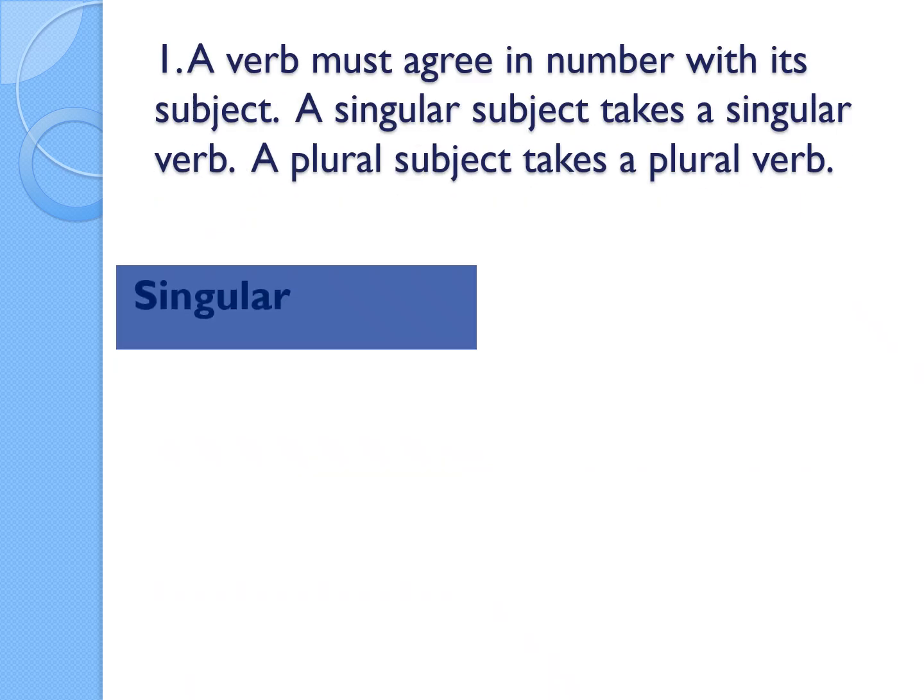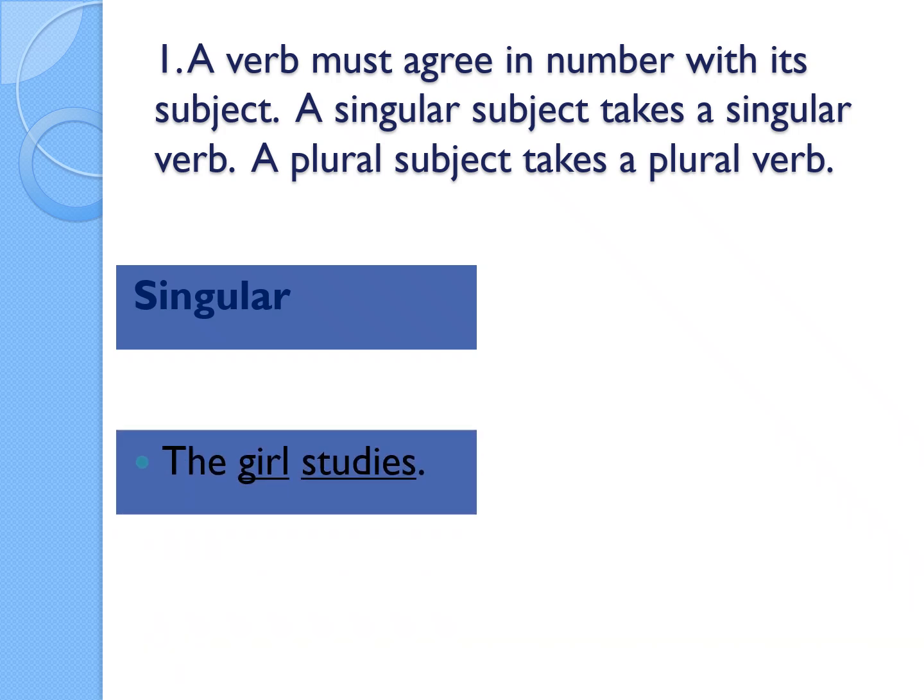First, a verb must agree in number with its subject. A singular subject takes a singular verb. A plural subject takes a plural verb. Example: the girl studies. What is the subject in the sentence? The subject is the girl. Is it singular or plural? Singular. The girl as a subject is singular.